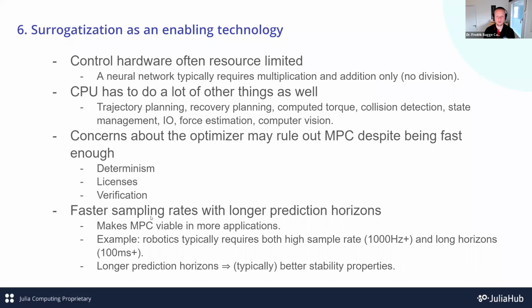So far, I haven't spoken too much about the faster sampling rates. That is obviously still something that holds, and still obviously a very big benefit of surrogatizing the MPC controller. It really makes MPC controllers viable in a lot of applications where they haven't previously been viable. Once again, I am from a robotics background, so many of my examples are from robotics.